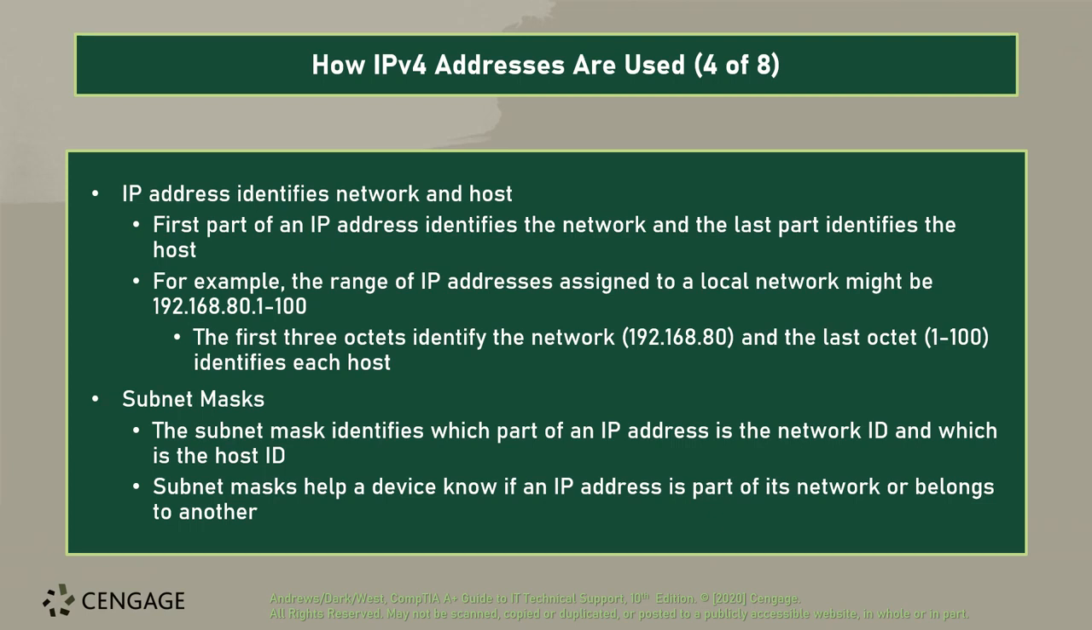If we were to have 192.168.80, 192.168.81, we may have some different networks. The subnet mask is what's used to compare the network address to identify a host versus a network ID.